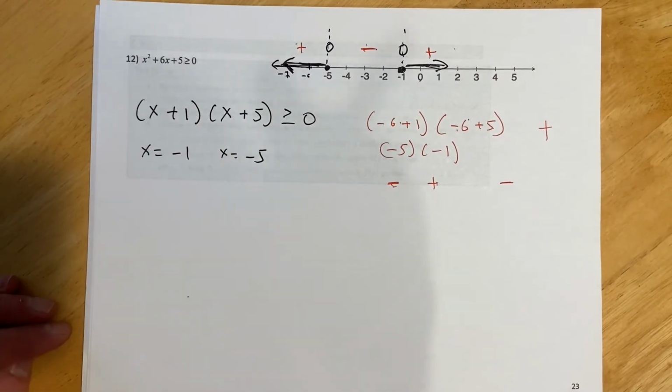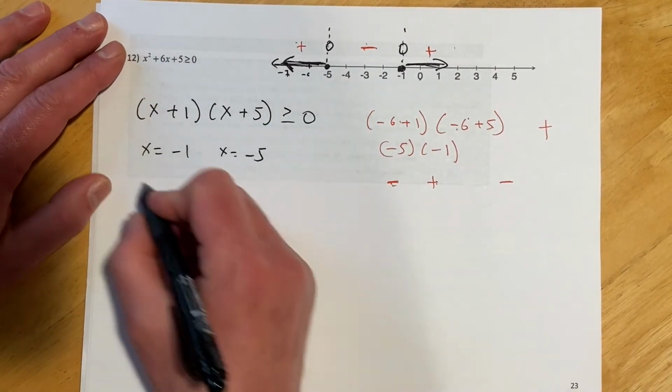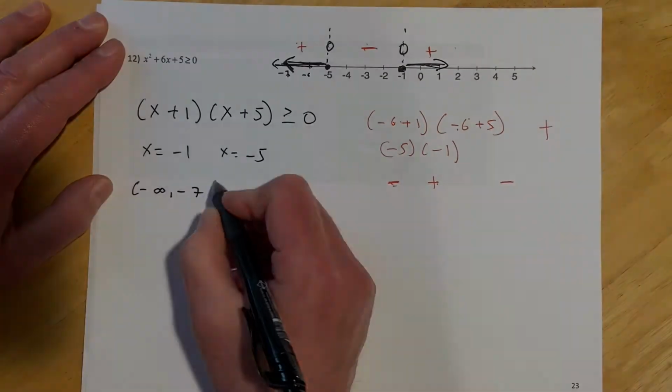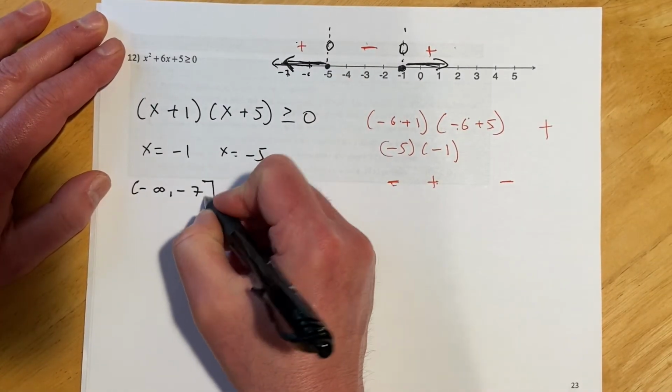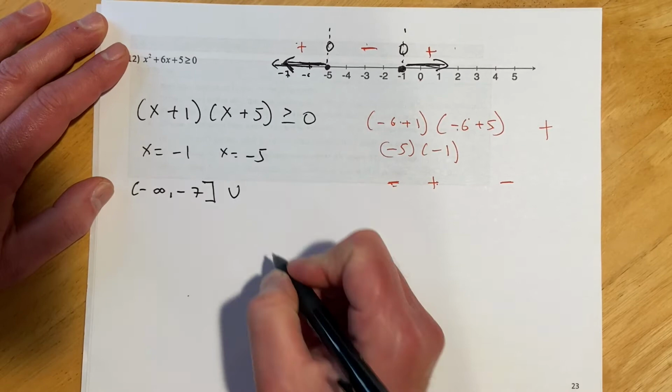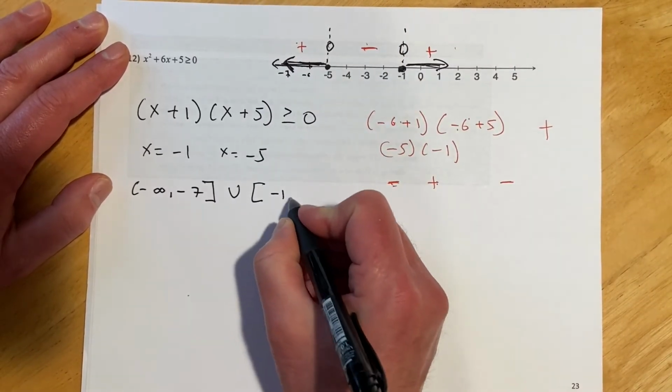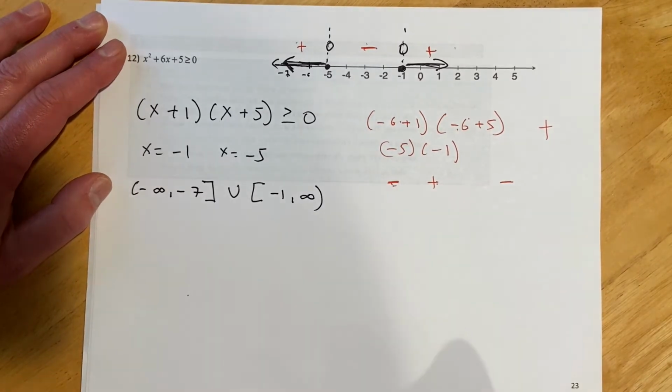And then I'll also ask you to give your answer in interval notation. So that would look like -infinity up to -5. And then we're using a bracket because of the equals. And then remember, union is how we paste those together. Another bracket up to -1 and to infinity.